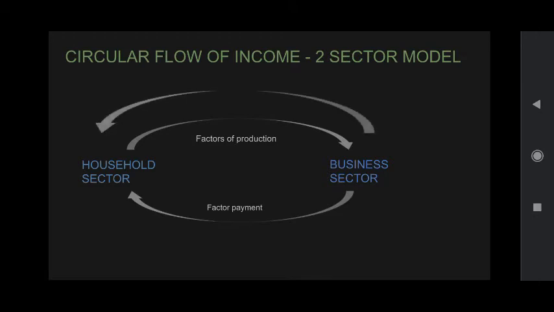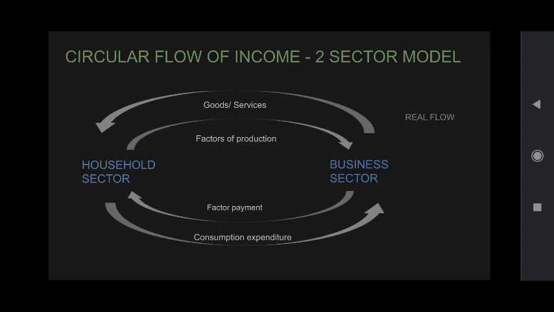Now, using these four factors of production, the business sector provides goods and services to the household sector, obviously, because ultimately the household sector will be using or consuming these goods and services produced by the business sector. Since these goods are not available free of cost, a monetary value has to be paid. So the household sector, because they have to consume the goods and services, makes payment to the business sector in the form of consumption expenditure.